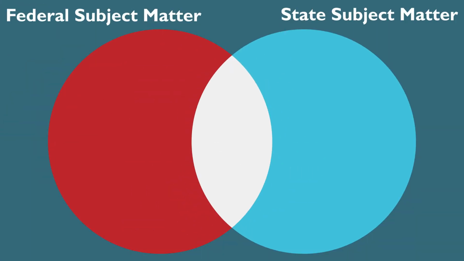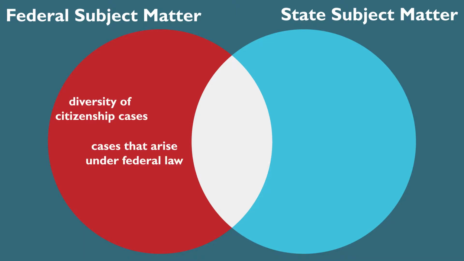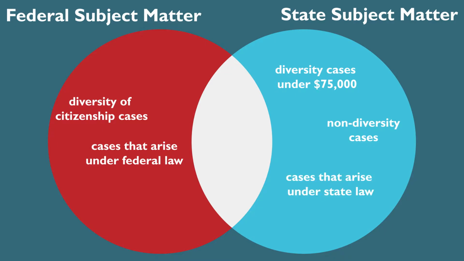There is no jury and there can be more than one judge serving in the appellate court. Federal subject matter jurisdiction covers diversity of citizenship cases and cases that arise under federal law. Federal crimes, copyright, and patents are just a few examples. State subject matter jurisdiction covers diversity cases under $75,000, non-diversity cases, and cases about state law. State crimes, divorce, and traffic accidents are just a few examples.